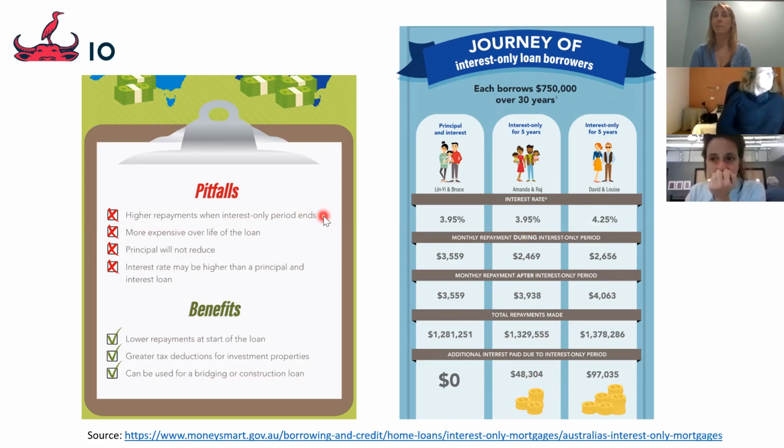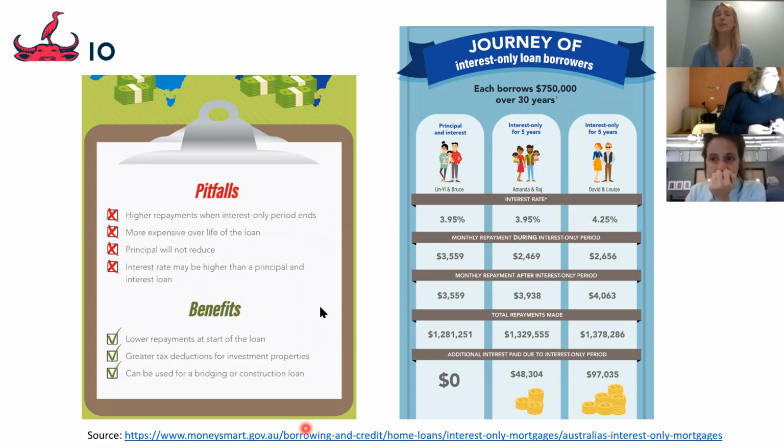So let's talk about benefits and pitfalls for the interest only. So the pitfalls are that you have a higher repayment when the interest only period ends, so the remaining 25 years in this case. It's more expensive over the life of the loan. The principal, of course, won't be reduced over that 5-year period that you're paying back the bank. And the interest rate may be higher than a principal and interest loan. And that's actually reality, right? That's why we said the middle example wasn't actually very realistic.